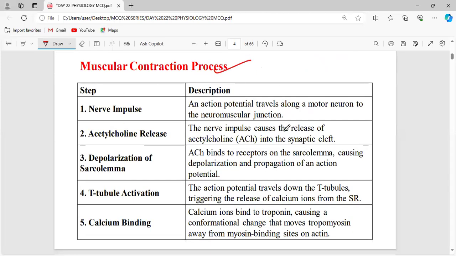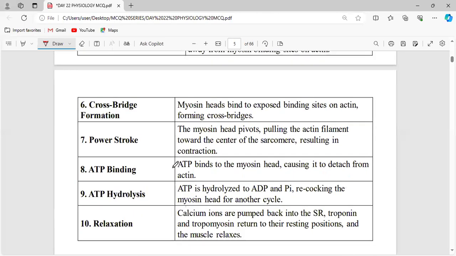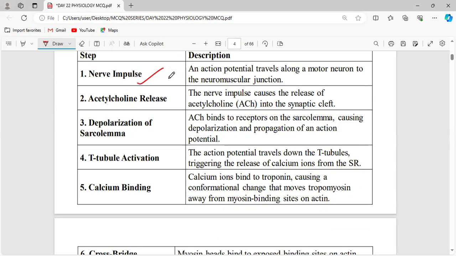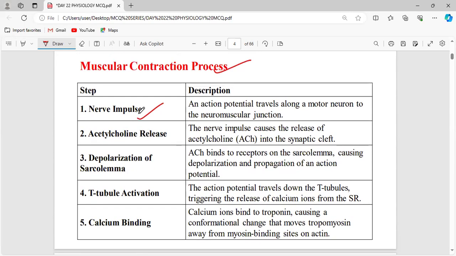What is the muscular contraction process? These are all the steps involved in it. Now, what is the first step? That will be the nerve impulse we get from our muscles. For example, when we are eating, we have to put our hand in the food and take it to our mouth. For that, we need an impulse from the brain. So the first and foremost step is the impulse given by the brain, that is, the nerve impulse.